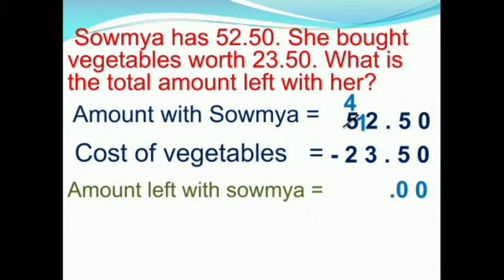Now we should subtract 12 and 3. 12 minus 3 is equals to 9. Next we should subtract 4 and 2. 4 minus 2, 2. Therefore 29 rupees left with Soumya.